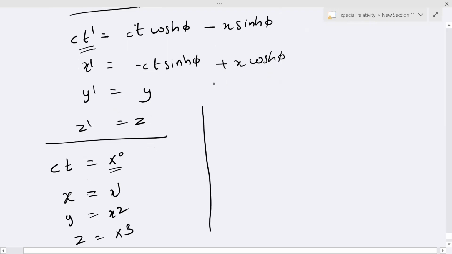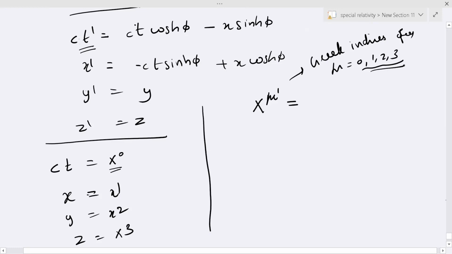Then just like in the case of the rotation, we can write the Lorentz transformation as x mu prime. So we are using Greek indices here, for mu equal to 0, 1, 2, 3. It can take four values, all right? And we use Latin indices i, j, k, etc. It takes only 1, 2, 3. This is the convention that we are using. If you use a Latin index, it takes values only 1, 2, 3, whereas if you use the Greek index, it takes values 0, 1, 2, 3. Okay, is this fine?